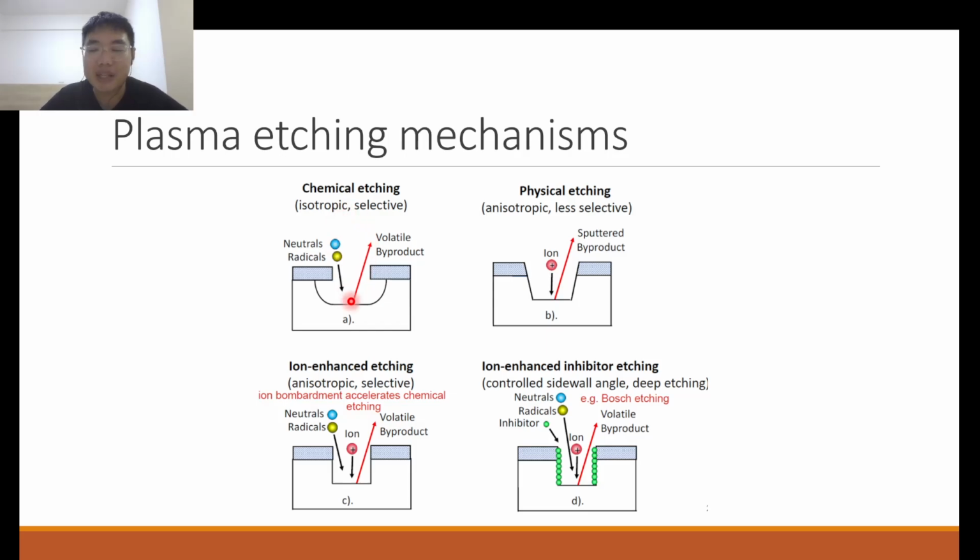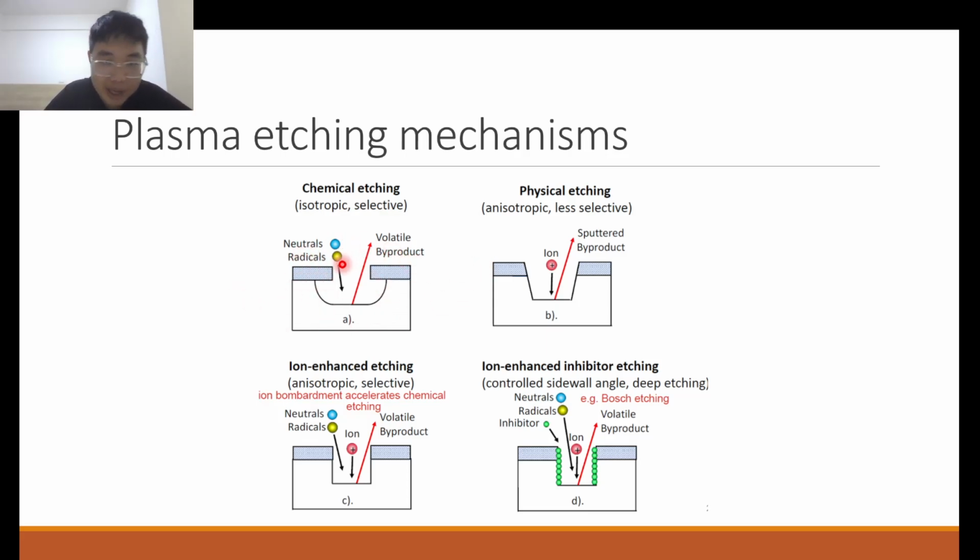And so what is happening is that the gaseous species that you put in your plasma, your radicals, some of your neutral reactive gases, undergo a simple chemical reaction with your substrate, your semiconductor material, or whatever film that you're trying to etch.